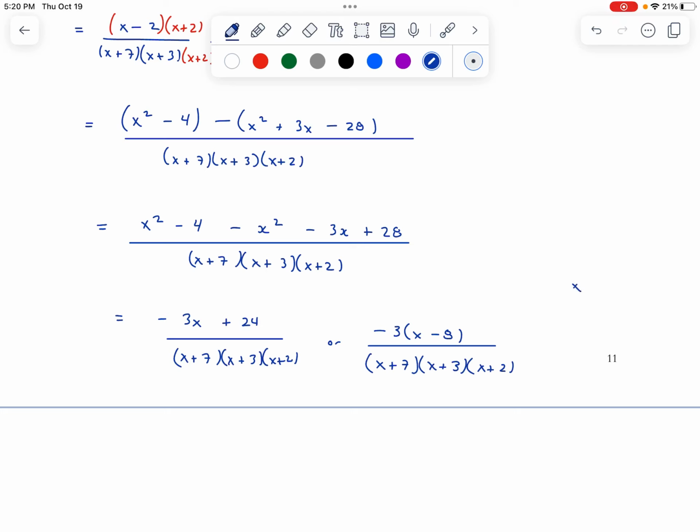What are my restrictions? X can't be negative 7. X can't be negative 3. X can't be negative 2.